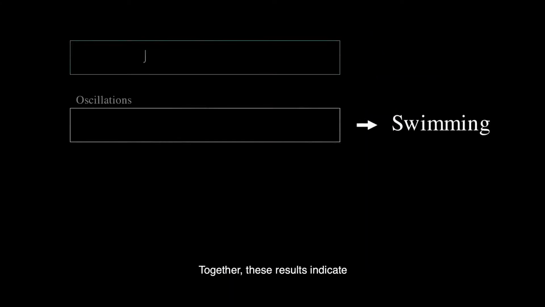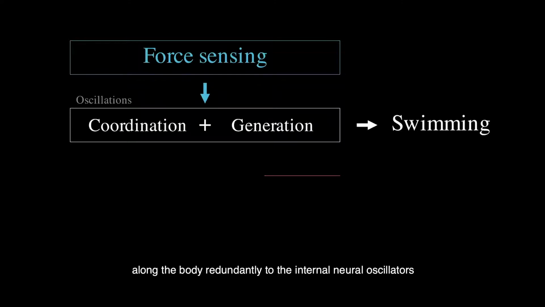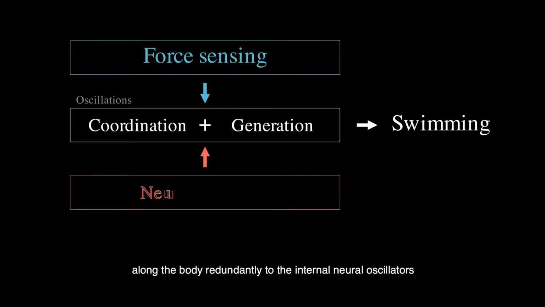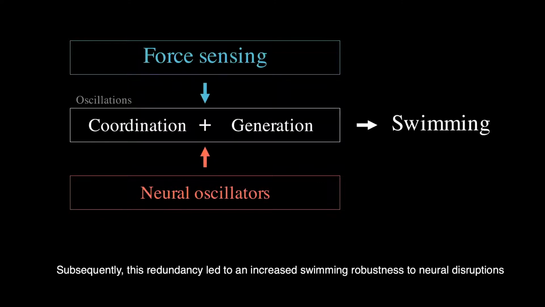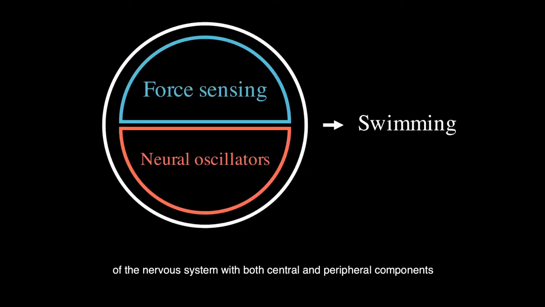Together, these results indicate that the force sensing provides both the ability to coordinate and generate oscillations along the body redundantly to the internal neural oscillators. Subsequently, this redundancy led to an increased swimming robustness to neural disruptions and highlights the added benefits of the nervous system with both central and peripheral components.